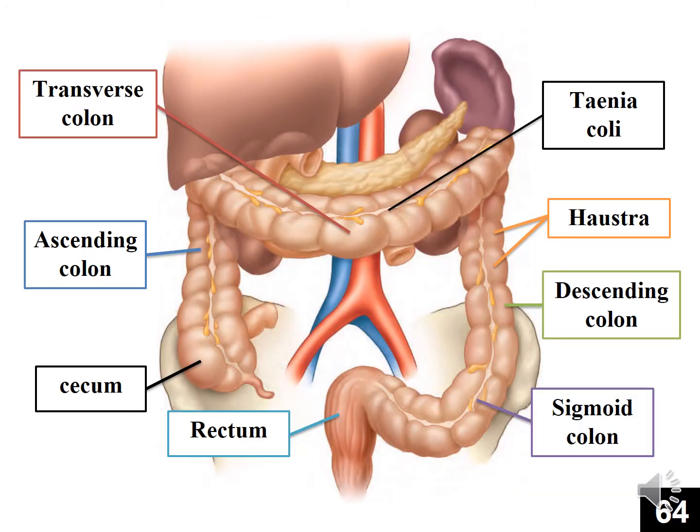Now here you can see the taenia coli indicated on the transverse colon by the black, and the rostra you can see with the orange color, the descending colon in green, and the sigmoid colon in purple. We named it sigmoid because it is S shaped. Where does it end? Don't forget it passes backward to the third sacral vertebra and ends in front of the third sacral vertebra, where it turns downward as the rectum. The ascending colon is indicated by the blue arrow and the cecum by the black arrow.